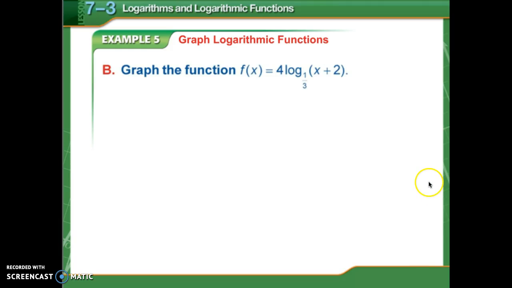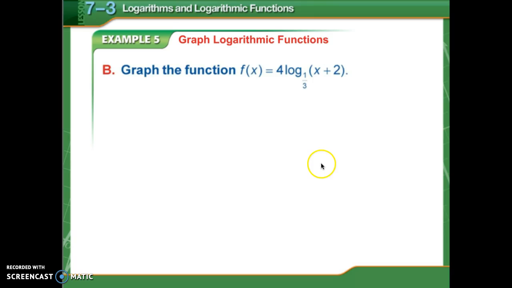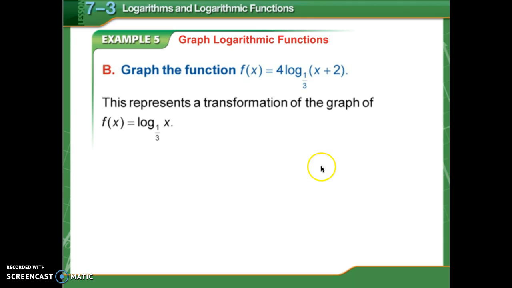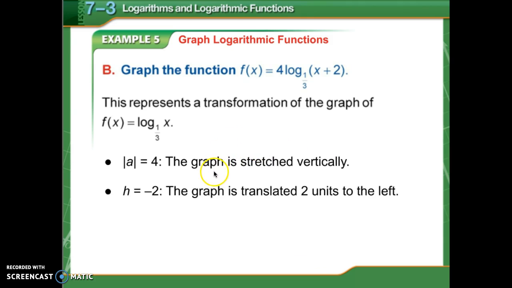Okay, part B, we're going to look at how to graph the function 4 times the log base 1/3 of x plus 2. Our first thing is our A value, which is 4, which means our graph is stretched vertically. We have an h value of -2. Remember, this is x minus -2, so we're shifted left 2 spaces. And there's no k value, so we're not shifted up or down.